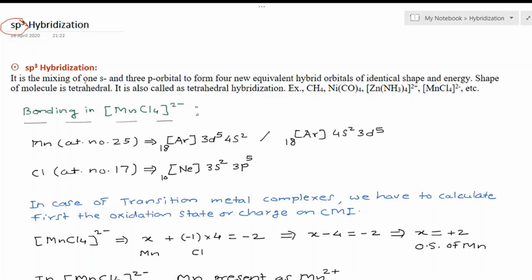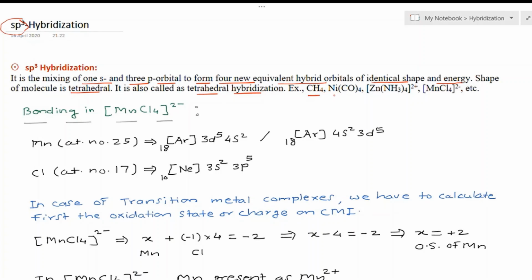Sp3 hybridization is the mixing of one s orbital and three p orbitals to form four new equivalent hybrid orbitals of identical shape and energy. So if four atomic orbitals are mixed, then four hybrid orbitals are formed of equal energy and equal shape. If the hybridization is sp3, then the molecule has tetrahedral geometry, hence it is also called the tetrahedral hybridization. The simplest example is CH4, methane.